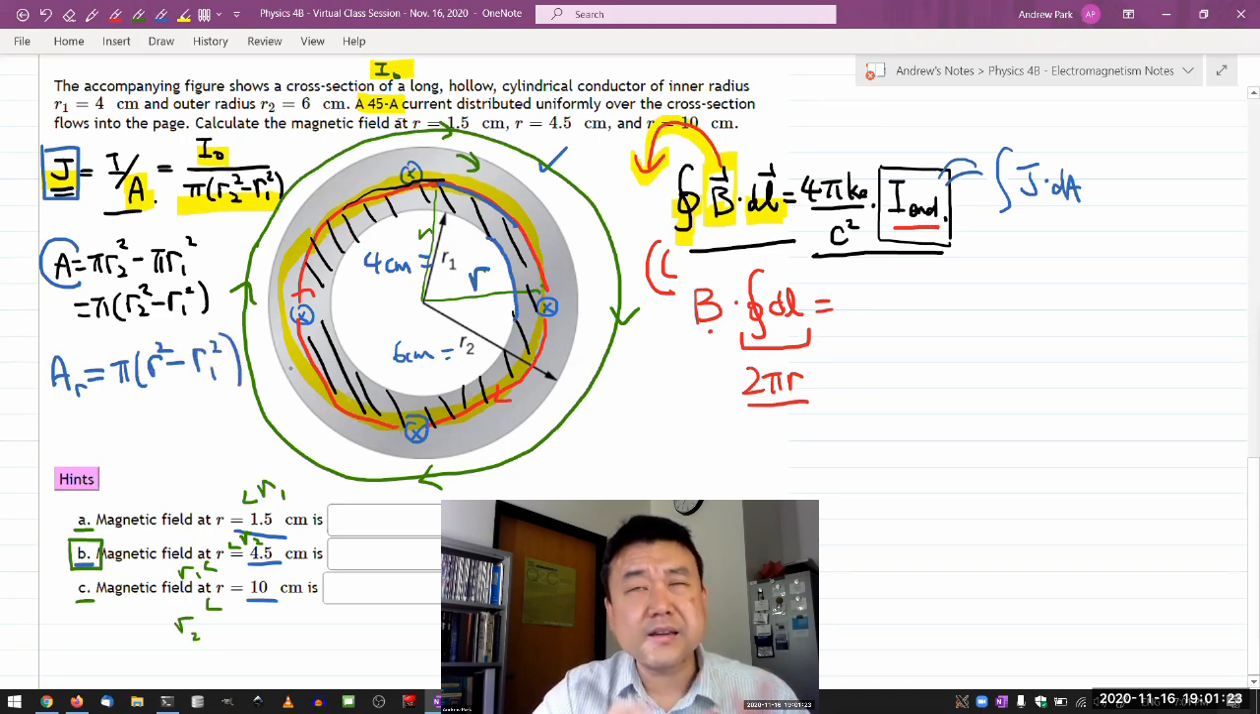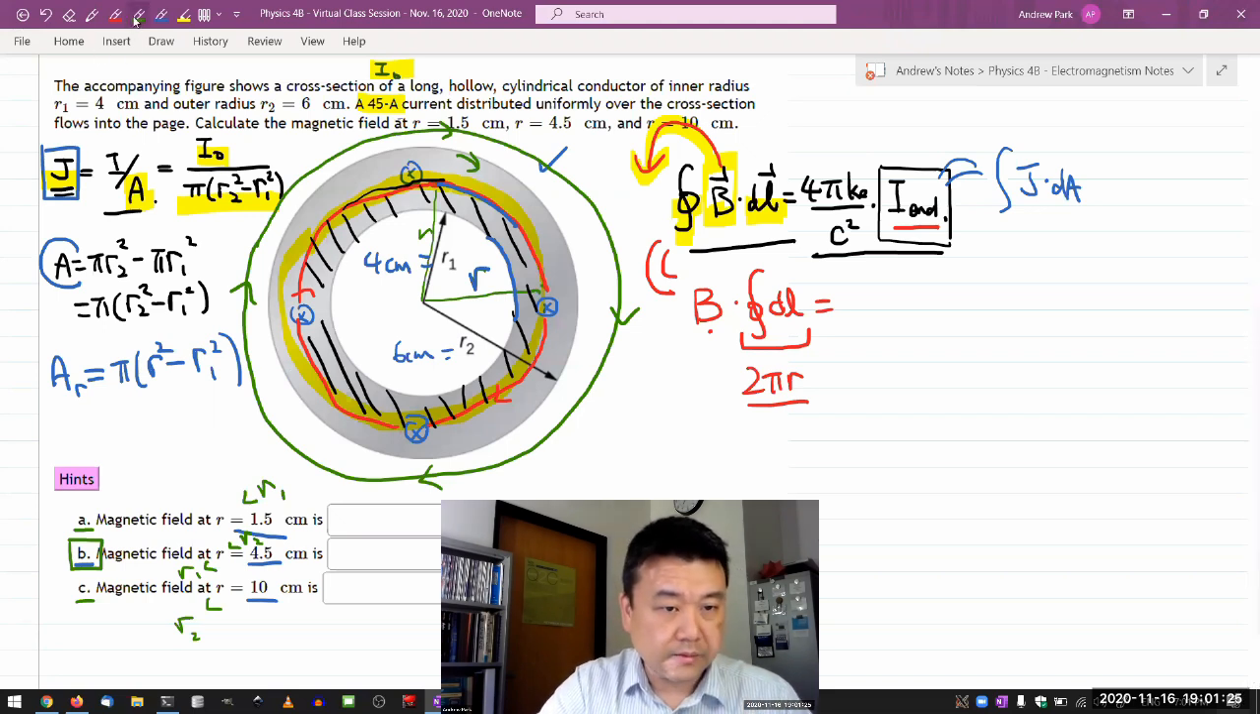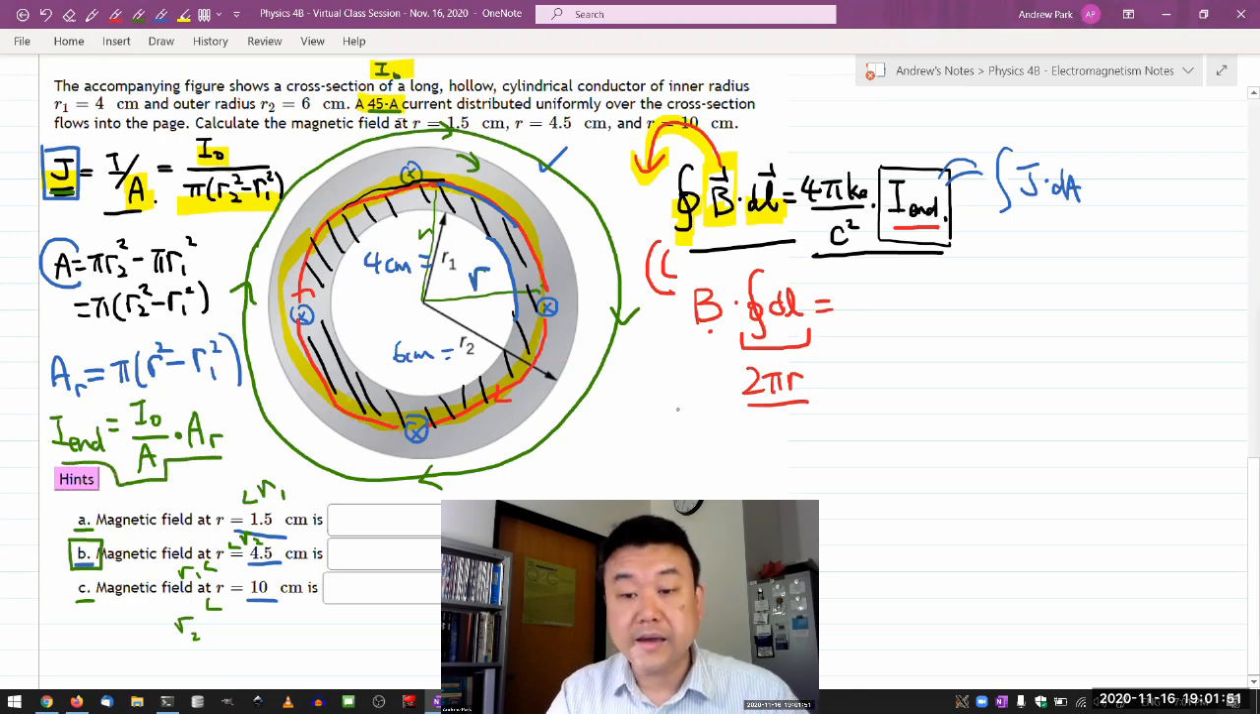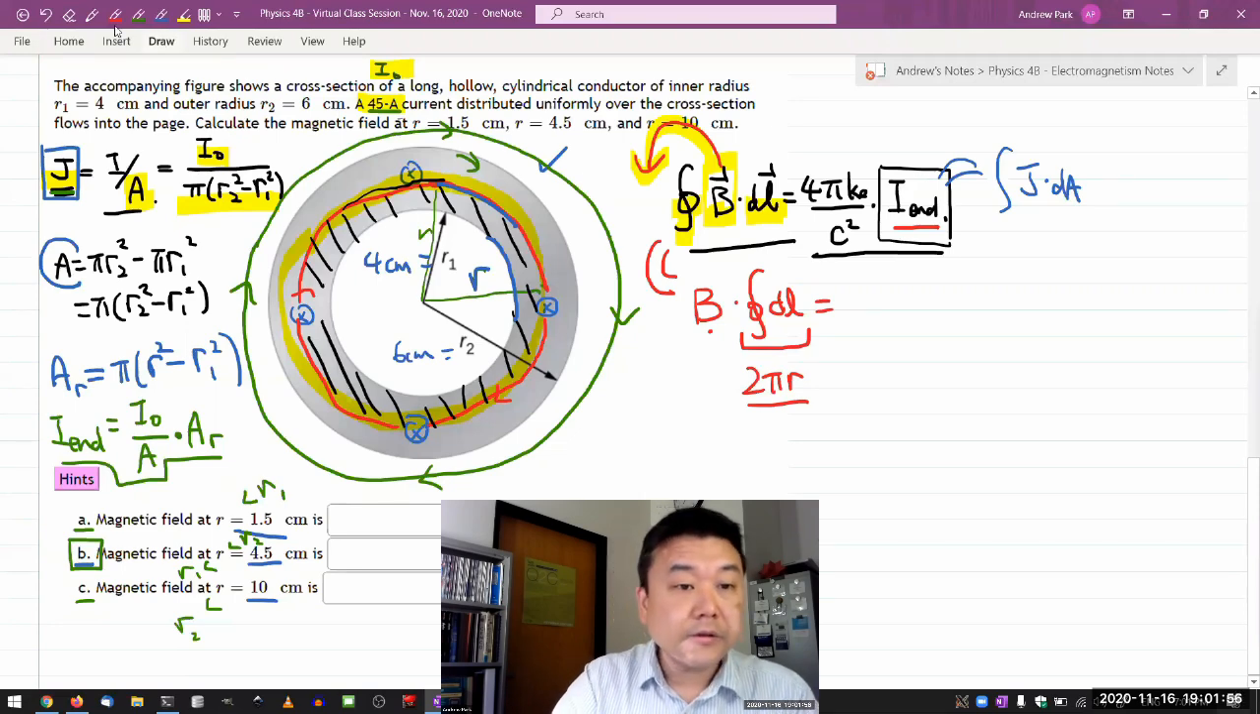And I think intuitively what I would say the current enclosed is, well, take the ratio of the total current flowing divided by the area of the cross section, that's my current density, times the area of the portion of the cross section that I'm enclosing. So that is going to be my I enclosed. So let me write that down.